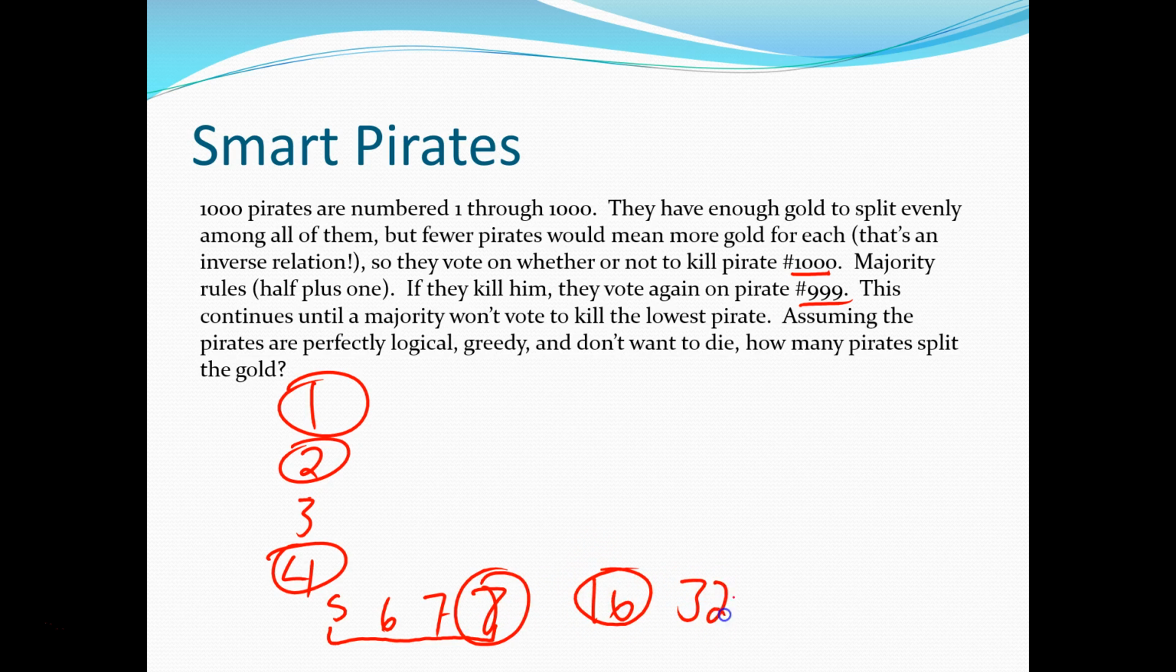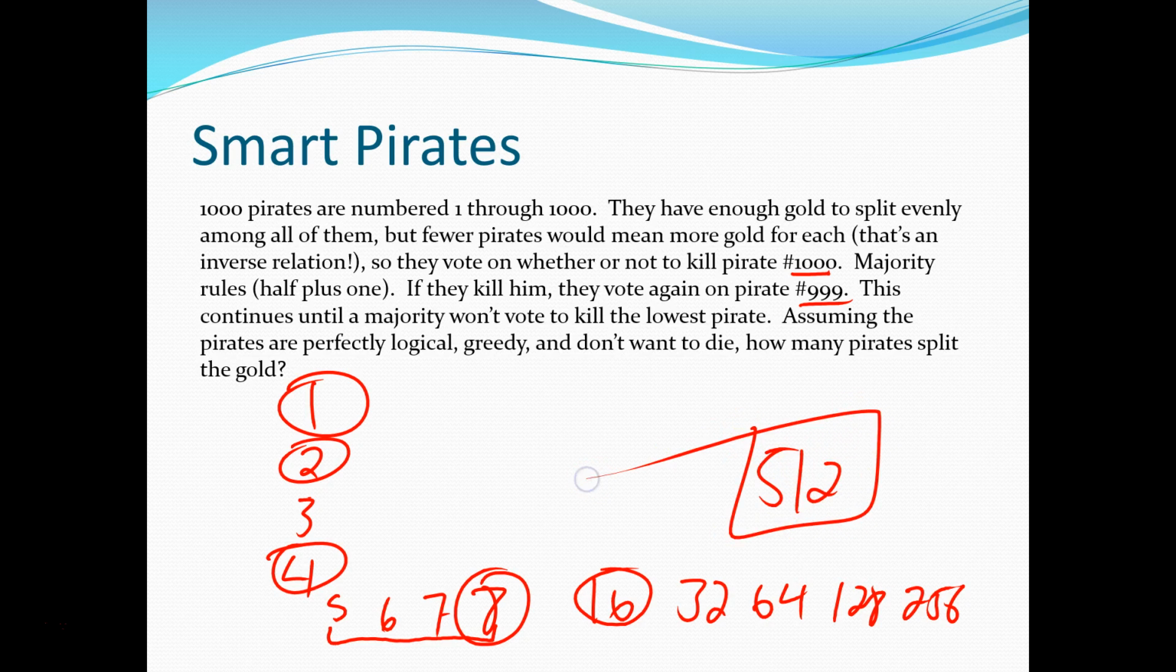Or 16 can kill up to 31 but not 32, who can kill up to 63 but not 64, then 128, 256, and 512, which is the highest power of 2 less than 1,000. This is confusing for some people because they're like, that seems like a weird number. But think of it this way. Pirate number 512 knows that he is safe because if 512 dies, the next 255 pirates know that they are dead meat by these 256 people because it will stop when it gets to there. So they're all trying to protect 512 because the rest of them don't want to die. So the 512 is a majority for 1,000, so they'll kill 1,000, 999, 998, all the way down to 512, which is when they'll split the gold.